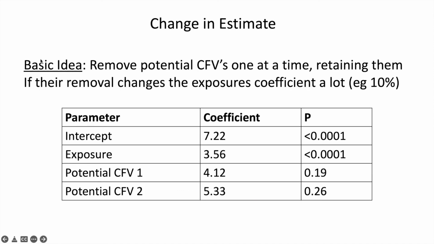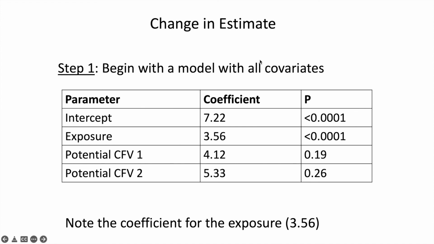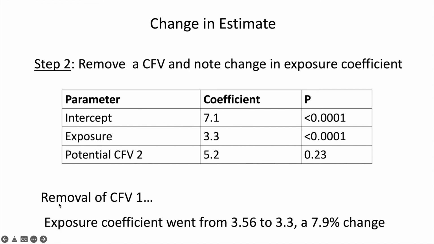So the basic idea of change in estimate is, we have 2 potential confounders here. We would remove them one at a time and note the change in the exposure coefficient. And we would say something like, if the exposure coefficient changes by more than 10% when one of these is removed, it was probably a confounder. So step one, you begin with all of the covariates, noting that when everyone's there, the exposure coefficient is 3.56. Then we removed confounder 1, and the exposure coefficient went from 3.56 to 3.3, so about an 8% change.